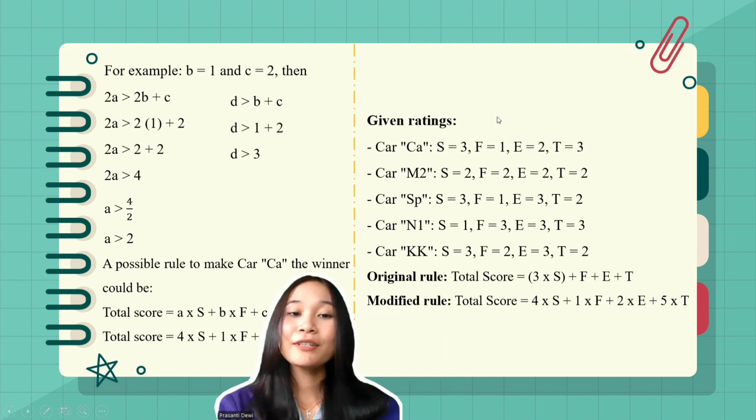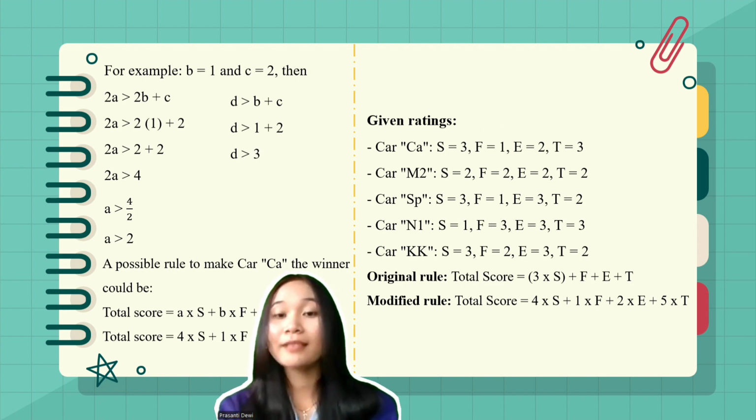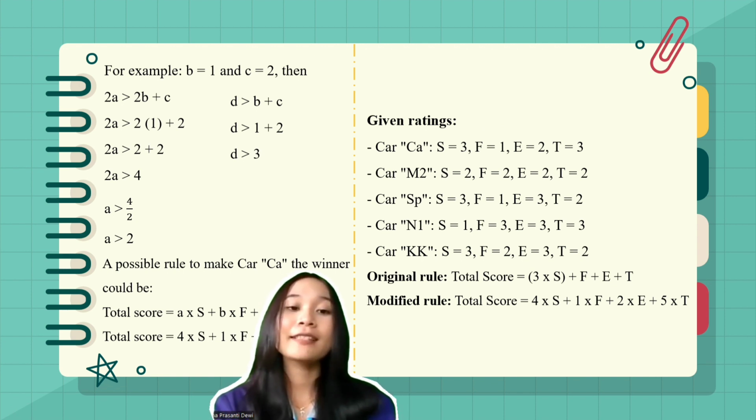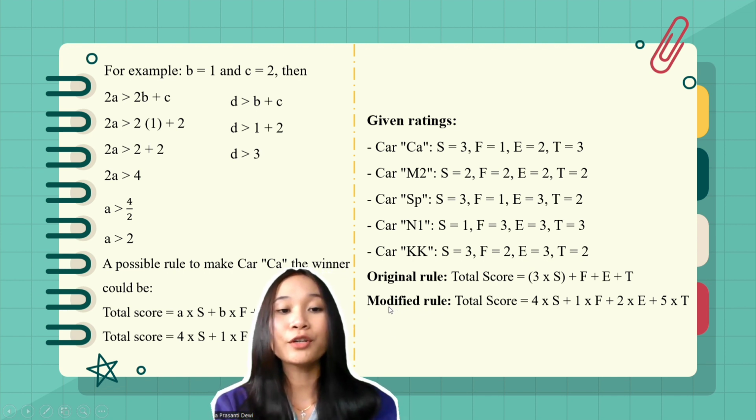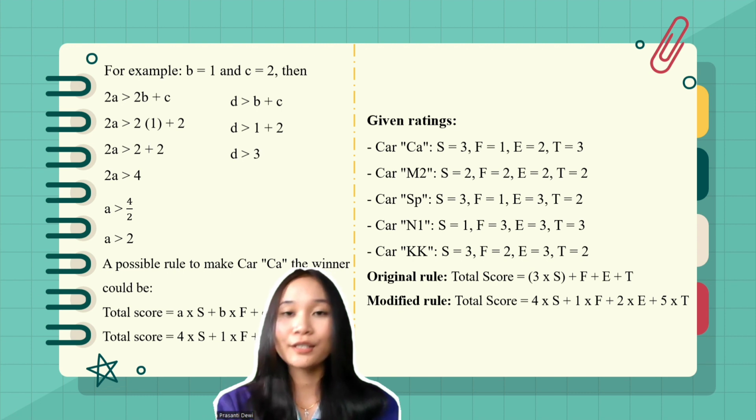To demonstrate that the modified scoring rule makes car CA the winner, let's calculate the total scores for all cars using both the original rule and the modified rule. Then we can compare the total scores to confirm that under the modified rule, car CA achieves the highest score.